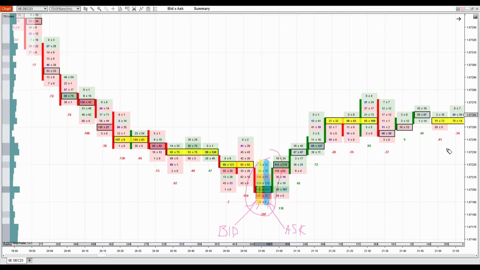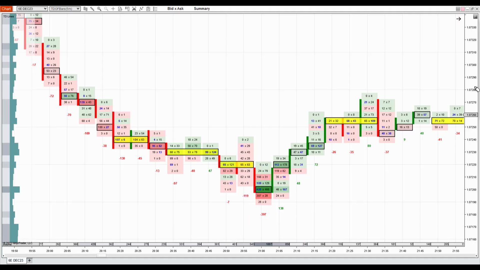So what people often think is that the bid side represents sellers and the ask side represents buyers. So they think that all the volumes which show on ask are buyers and all the volumes that show on bid are sellers. This is true, but it's not entirely true.